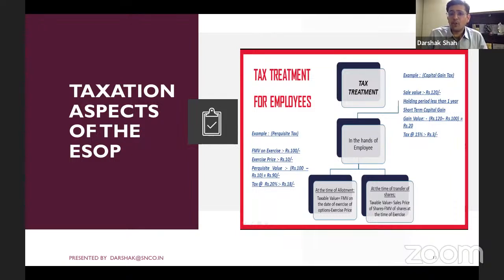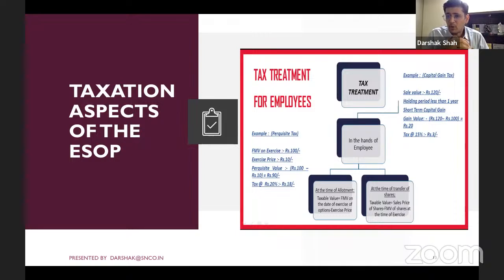So under an employee stock option plan, what is the tax implication? The tax implication is that it is first taxed in the hands of the employee at the time of exercise as a perquisite. After this perquisite taxation is applied, if the shares are sold by the employee, then there is going to be capital gain tax, right? Now the question arises: what is going to be the cost?